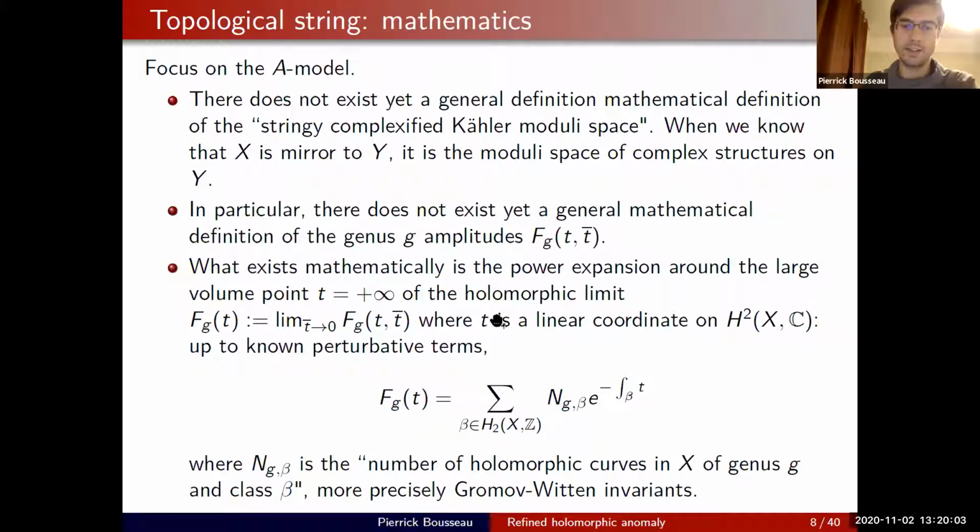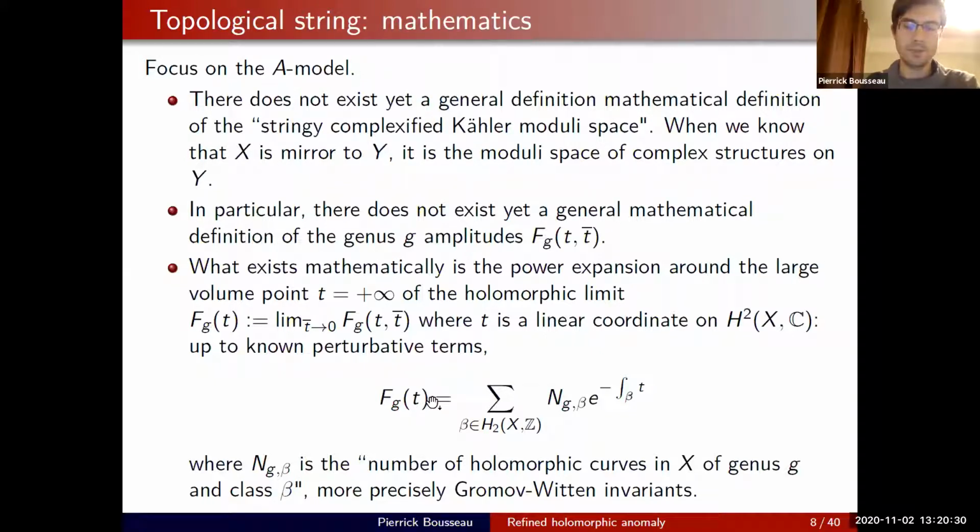More precisely, if T is a linear coordinate on the complexified cohomology of X, which is a good approximation of the stringy Calabi-Yau space near the large volume limit point, then there is a way to make sense of this holomorphic limit where T bar goes to 0, where you extract from the in general non-holomorphic topological string amplitude some holomorphic object.